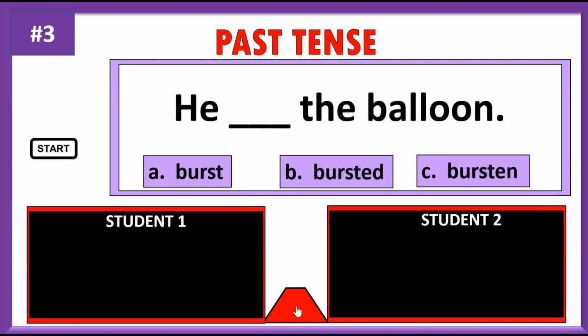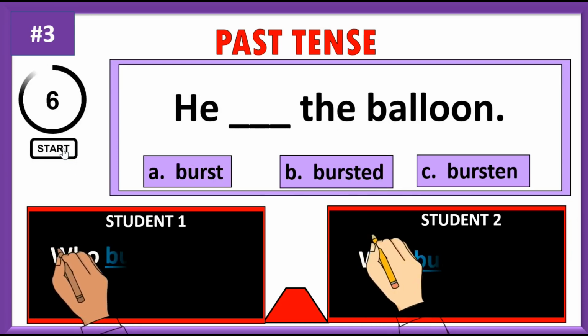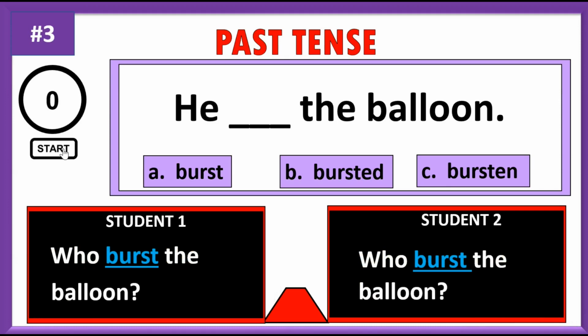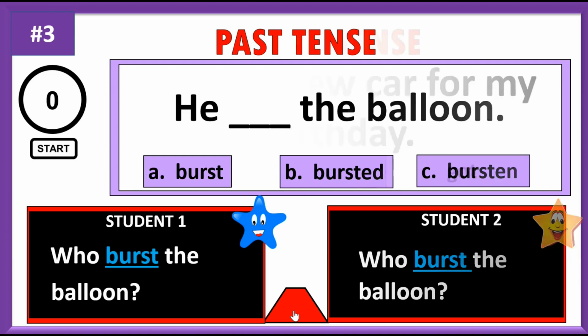Now remember guys, you have 7 seconds to choose the correct verb. If you choose student 1, you are correct. If you say student 2, you are also correct, because the key to cracking this question is to remember that burst remains the same in the past, in the present, and in the future. Let's move on to question number 4.